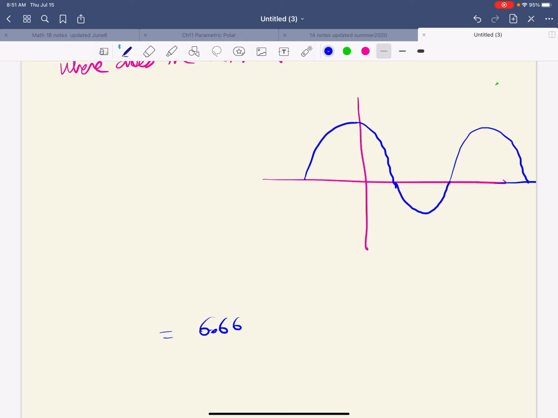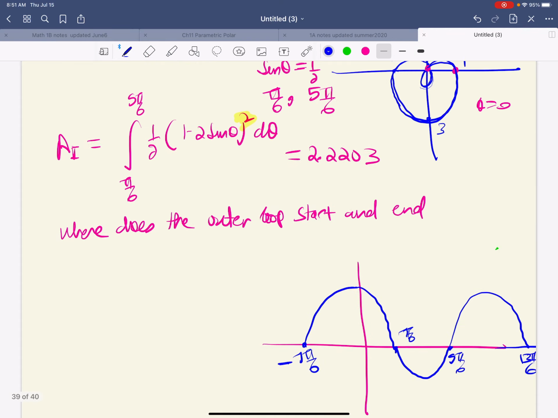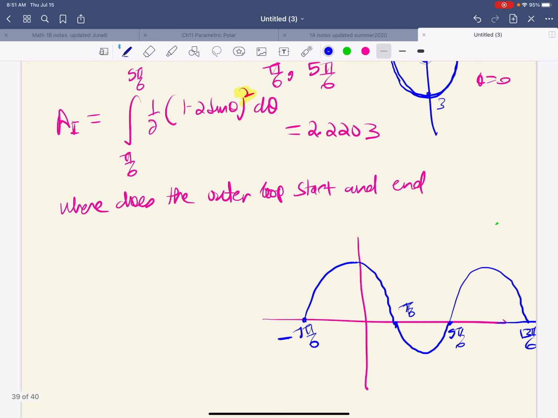So this was negative 7 pi over 6, this was pi over 6, this was 5 pi over 6, and this point was 13 pi over 6. So that's a negative here. Now, when we set up the integral for the outer loop, we can go from negative 7 pi over 6 to positive pi over 6 of 1/2 times 1 minus 2 sine theta squared d theta.